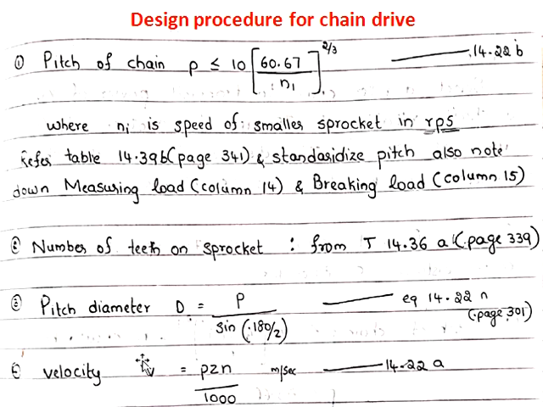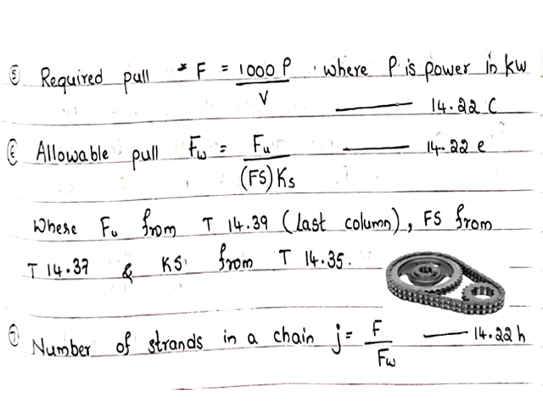Then find out the velocity using the equation p z n by 1000 meter per second. You can use either p z1 n1 or p z2 n2 divided by 1000. Any equation you can use. It is equation number 14.22a in the data handbook. Step number 5. Calculate the required pull using the equation 1000 P by V. This is equation number 14.22c. Here capital letter P we are using, it's nothing but power in kilowatt.